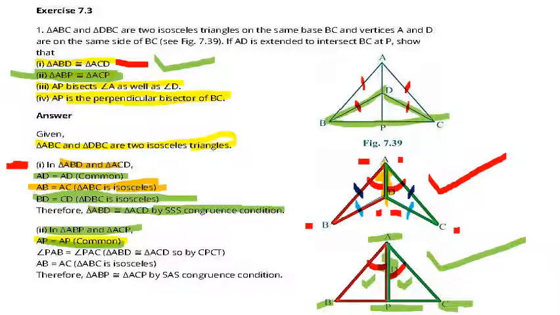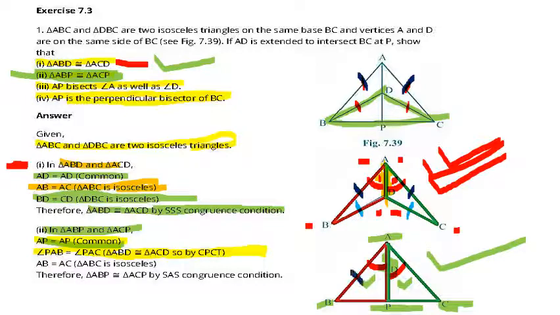So if we prove that these two triangles are congruent, then these two angles are also congruent to each other. And so I wrote down over here, angle PAB equals angle PAC, because triangle ABD is congruent to ACD and CPCT. Next is AB equals AC. We have seen this. AB and AC are equal because the triangle is isosceles.